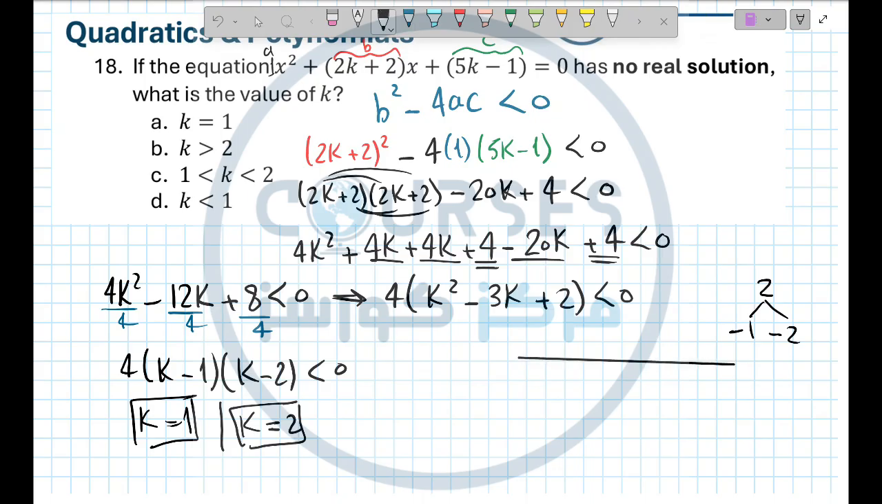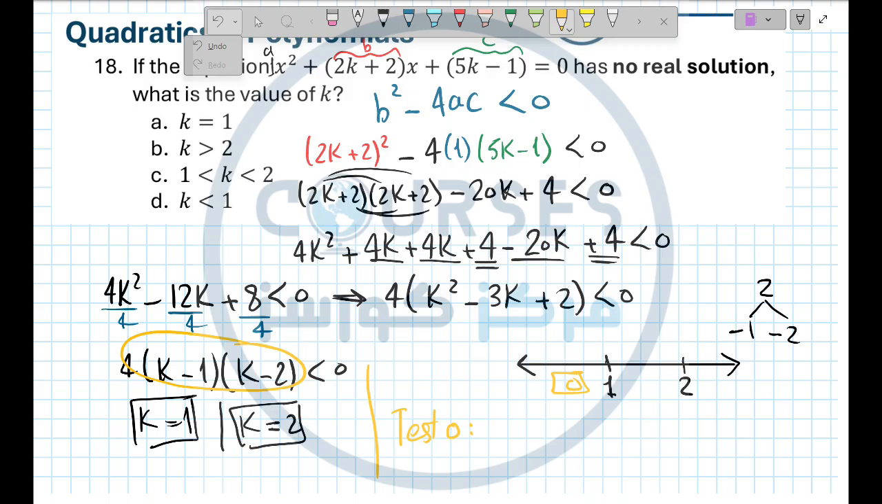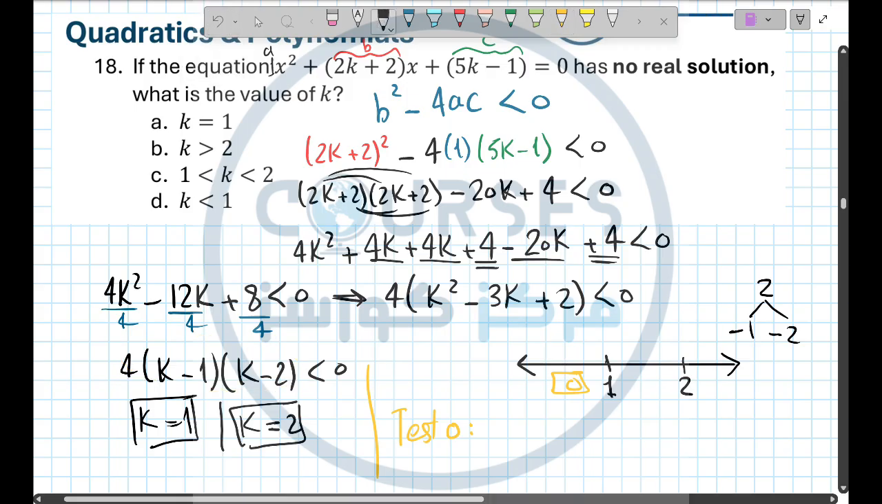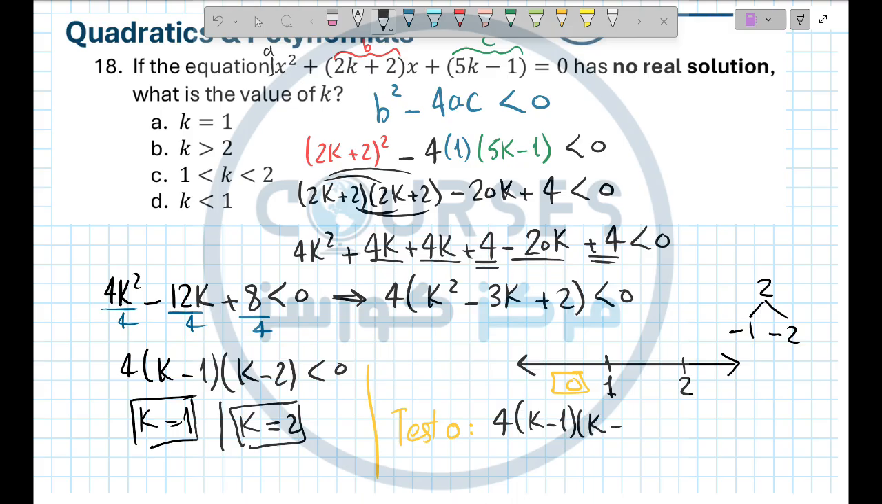Where is the answer? We need to test. Okay, so here is 1, here is 2. The easiest value to test is 0. 0 will be to the left of the 1 here. So test 0. Where to test it? You can test it here. This is the easiest one. So that's 4 times k minus 1 times k minus 2, but instead of k, we're putting 0.